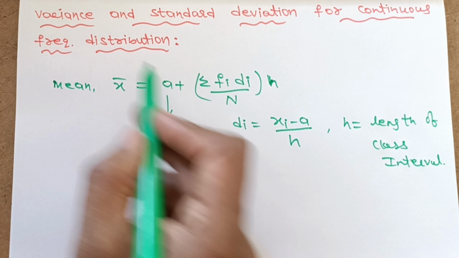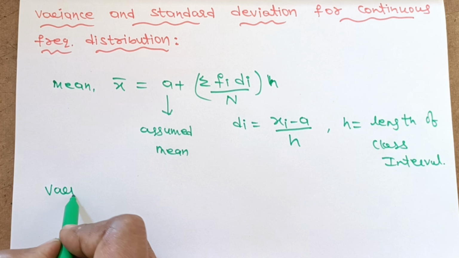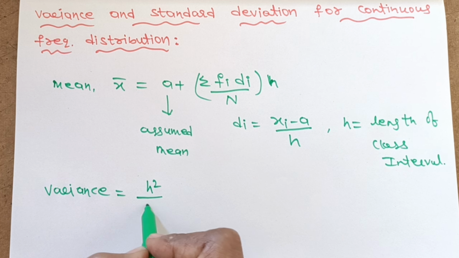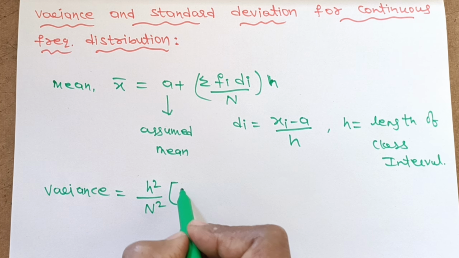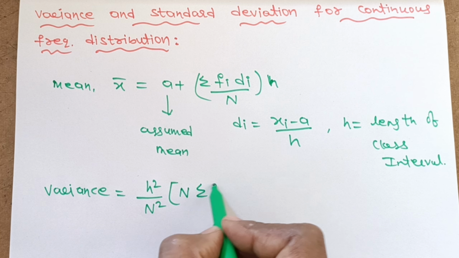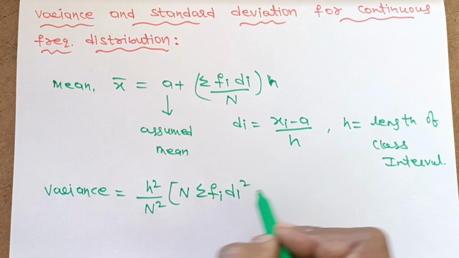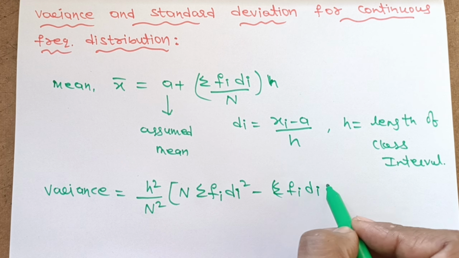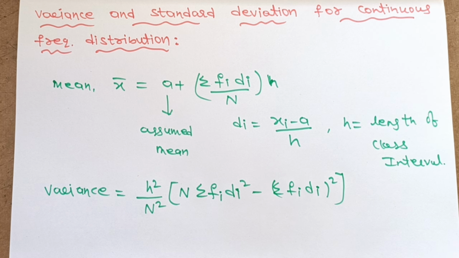Now we can find the variance. We know the variance formula is equal to h square by N square into capital N sigma fi di square minus sigma fi di whole square. So this is the variance formula. And what is the standard deviation? We know the standard deviation is the square root of the variance. Based on this, we have a few questions that are very important for annual examinations.